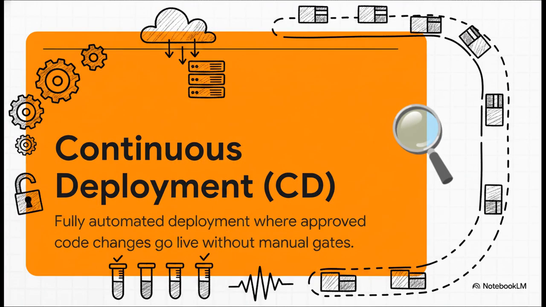Then we have the second meaning of CD, which is continuous deployment. Now this is a much more complete form of automation. Here, every single approved code change goes automatically live to production. No manual gates, no human intervention whatsoever. Because changes are going live instantly, this demands an incredibly high standard of automated testing. In this stage of the assembly line, your automated test quality is literally your only safety net. If your tests are bad, your release is bad.